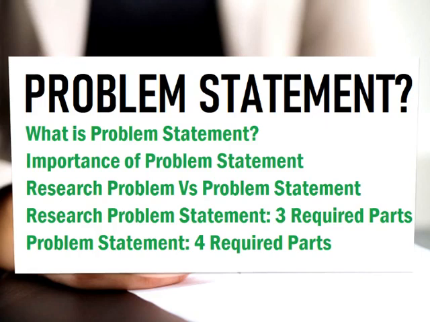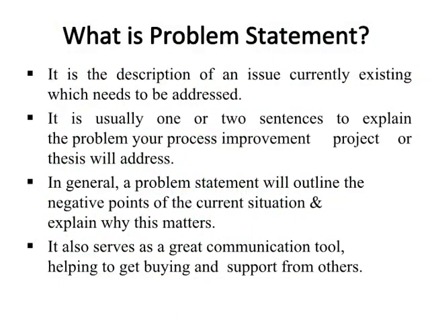Problem statement. It is the description of an issue currently existing which needs to be addressed. It is usually one or two sentences to explain the problem your process improvement project or thesis will address. In general, a problem statement will outline the negative points of the current situation and explain why this matters. It also serves as a great communication tool, helping to get buy-in and support from others.